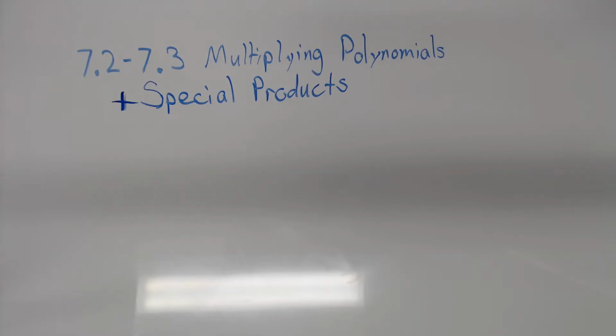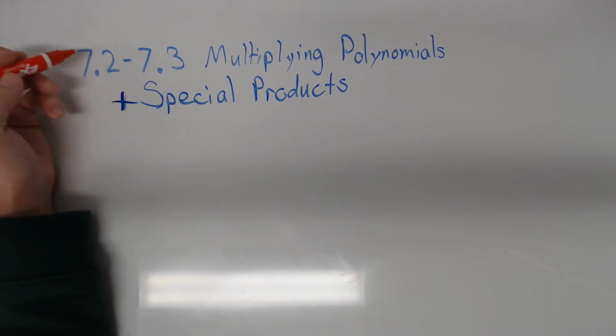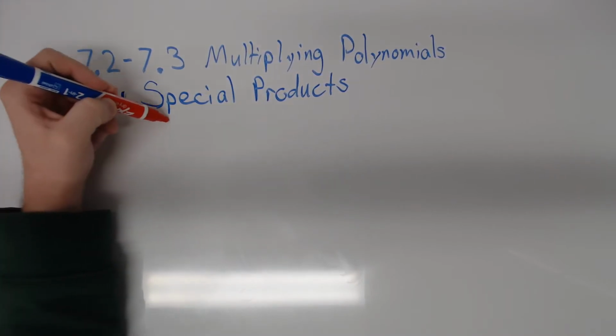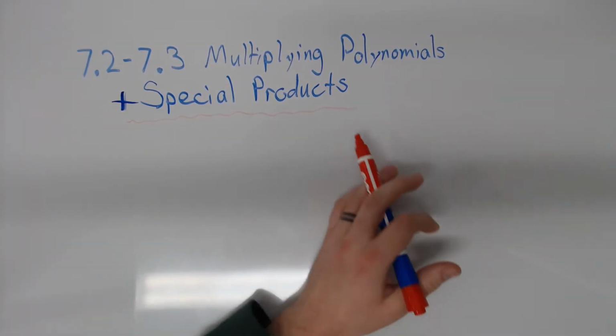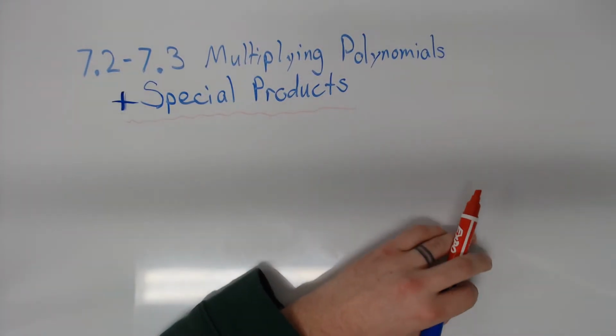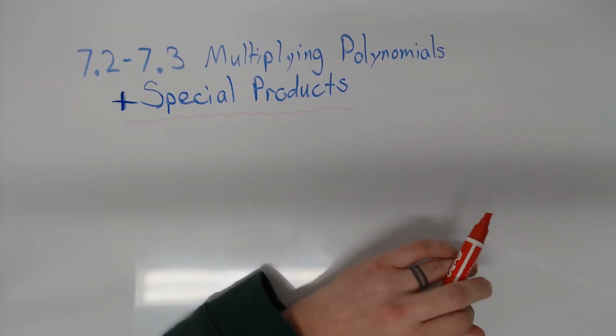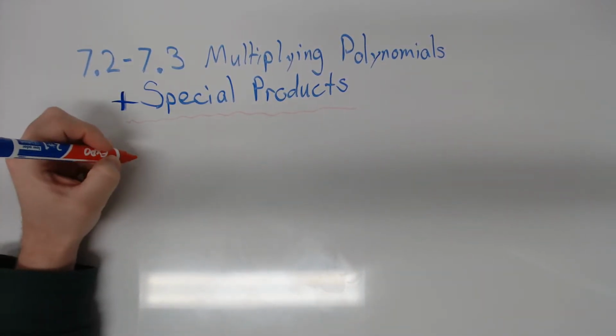Lesson 7.1 was on adding polynomials. 7.2 and 7.3 are about multiplying polynomials. The difference between 7.2 and 7.3 is 7.3 includes these special products, but the special products can be handled exactly the same way as our normal multiplying. So we're going to lump these two lessons together because we can use the same strategy for both. So we only really have one thing to learn.